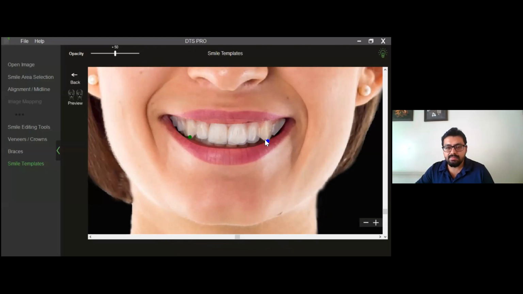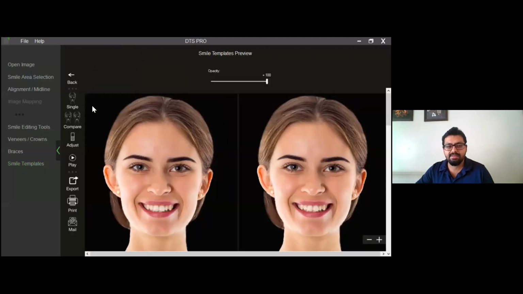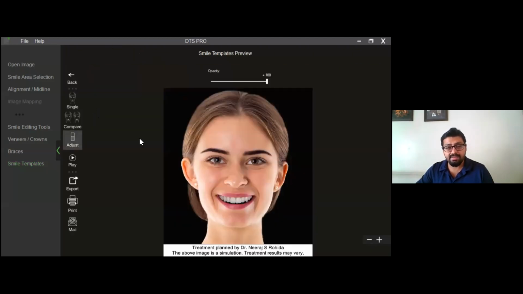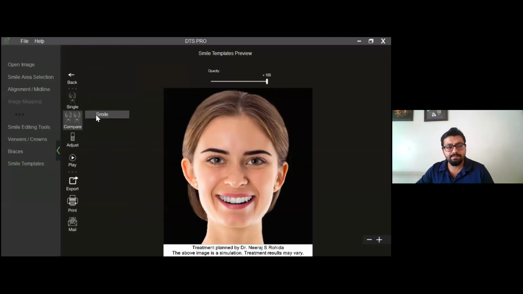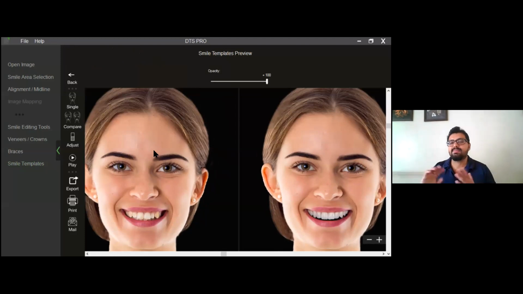I can just check the position of the underlying teeth. Looks more or less fine. I can adjust the brightness, contrast of teeth as well. And we are done. So this is something we call smile templates.